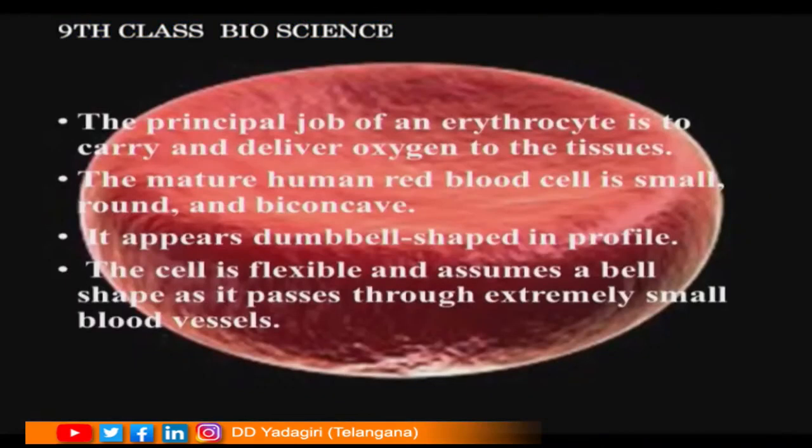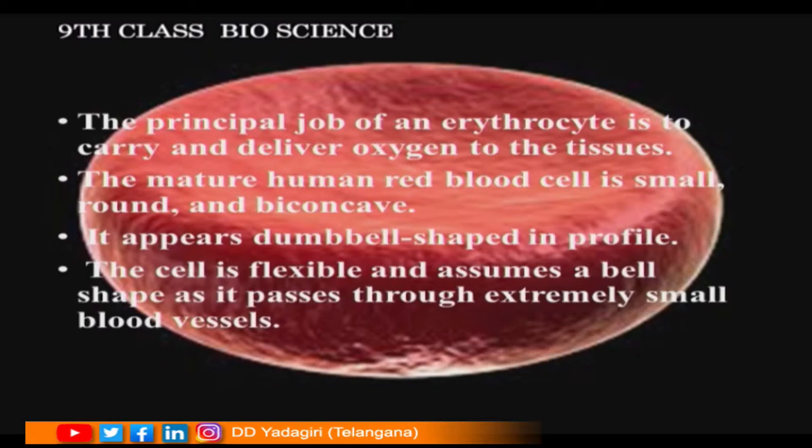Children, observe this. This is a red blood cell. Observe the shape, children. It is biconcave. So, the shape of an erythrocyte is biconcave. What is the main job of a red blood cell? It is to carry and deliver oxygen to the tissues and bring carbon dioxide from the tissues to the lungs.